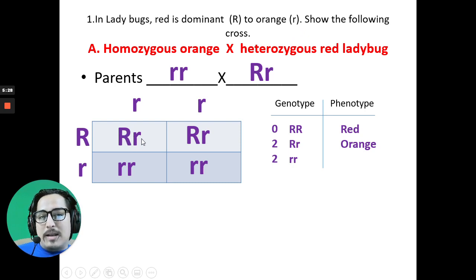Now, you cannot mix it. You can be like, oh, it's going to be a little bit orange and a little bit red. No. It has to be red or orange. So how do you know which one wins? Which one is stronger, the capital or the lowercase? The capital. The capital is dominant. So in this case, red wins.